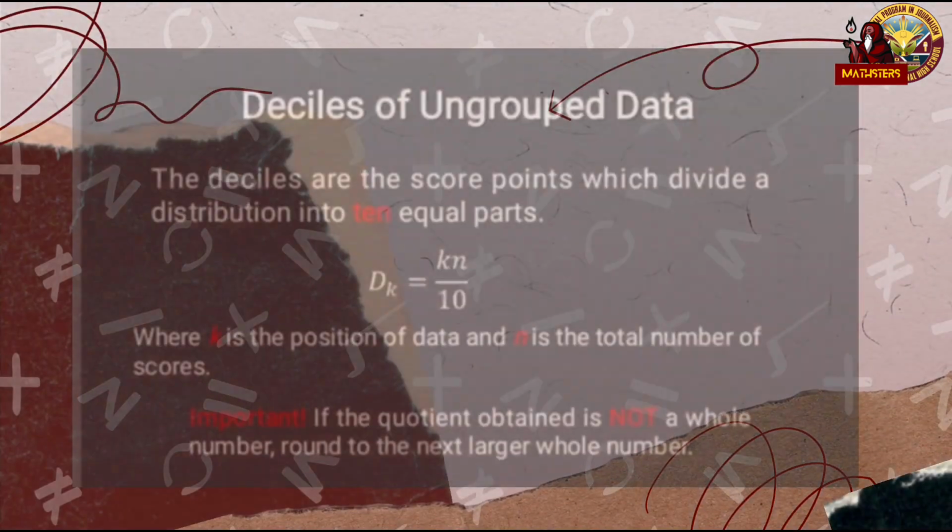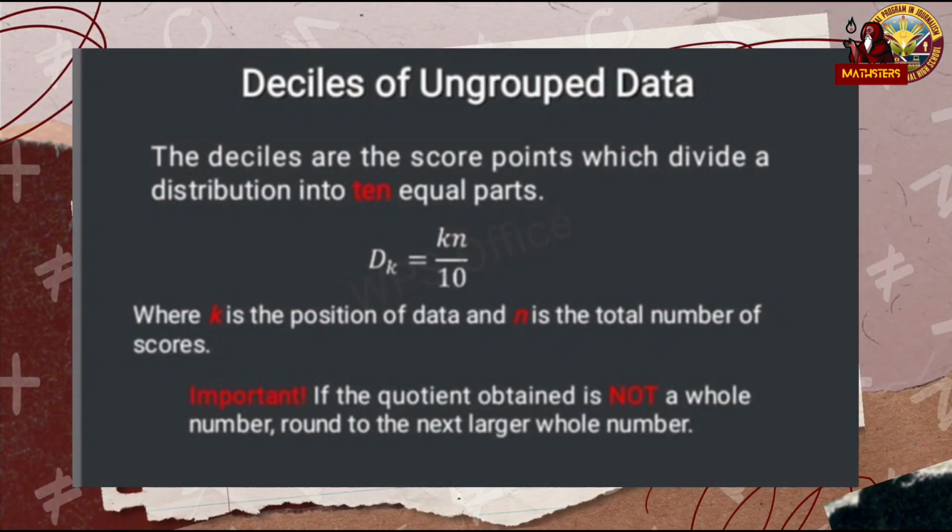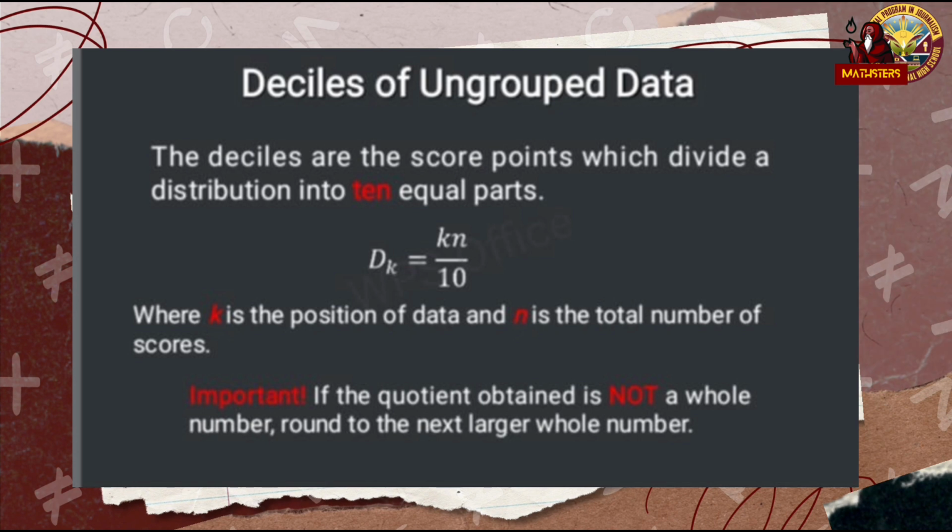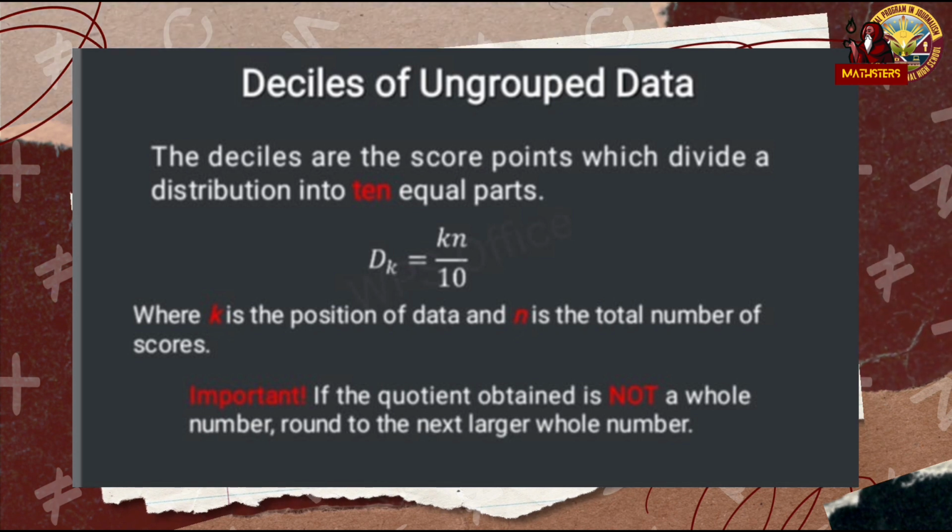Let's move on to solving for deciles of ungrouped data. Deciles are the score points that divide a distribution into 10 equal parts, and the 5th decile is the median. The formula we use is D sub k equals k times n over 10, where k is the decile position and n is the total number of scores. Note that if the quotient obtained is not a whole number, round up to the next whole number.